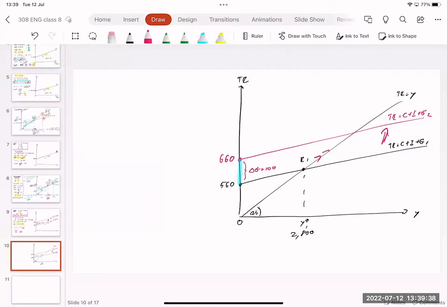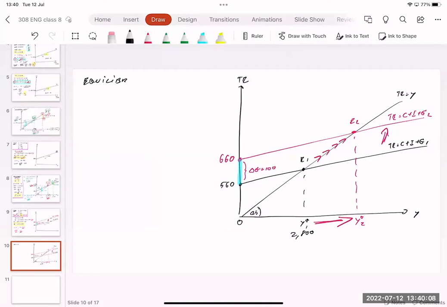Okay, the equilibrium point is moving to the right, as you can see, from E1 to E2, and you will see that the new Y star should be increasing a lot. But the problem is we need to calculate the value of Y2. Calculating is very easy, using the same way that we did before.